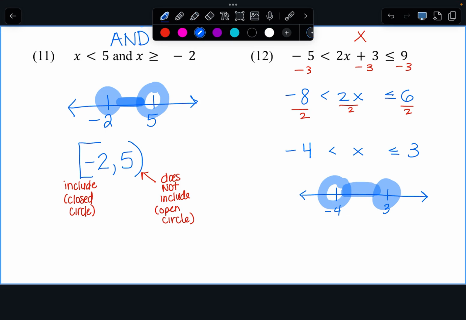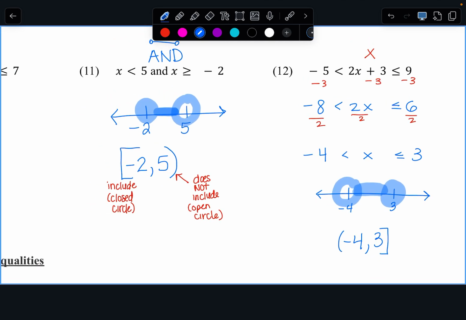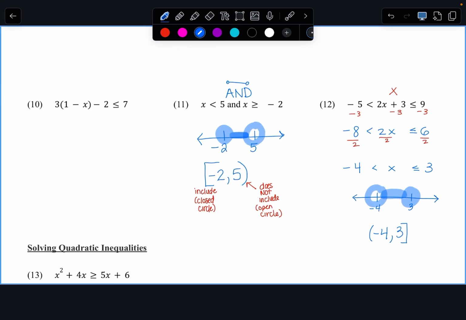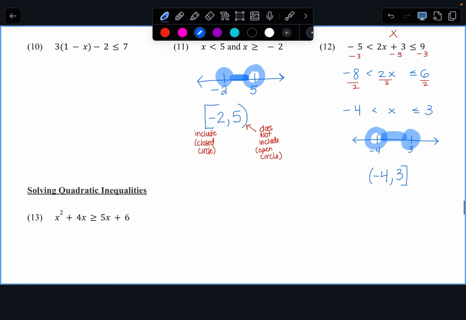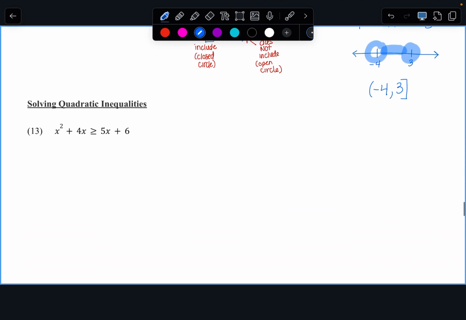So, how would I write this in interval notation? Does the x matter? No, it's just in between those. So it's open, so it's not included. Good. Parentheses, -4. Perfect. And then it stops at 3, and that'd be a bracket because it's included. Good. And that is interval notation. It's not as complicated as it seems, I promise. Yeah, it's easier than the last thing.